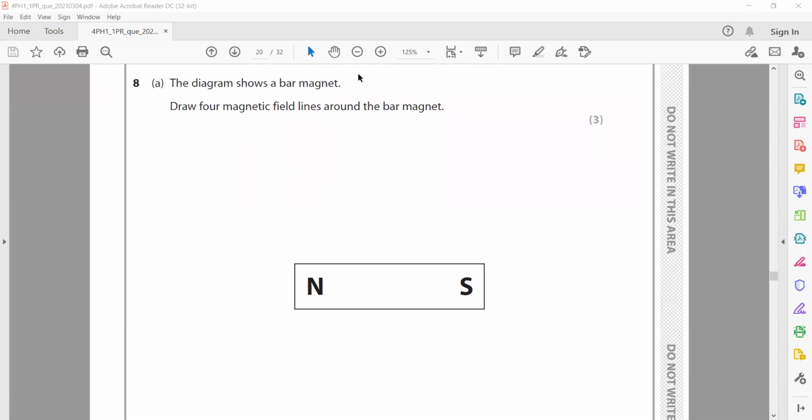Draw four magnetic field lines around a bar magnet. So it's always from north to south.